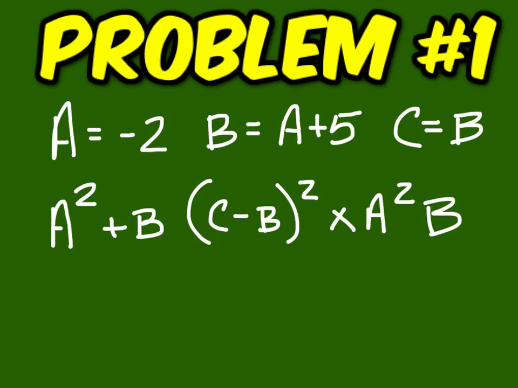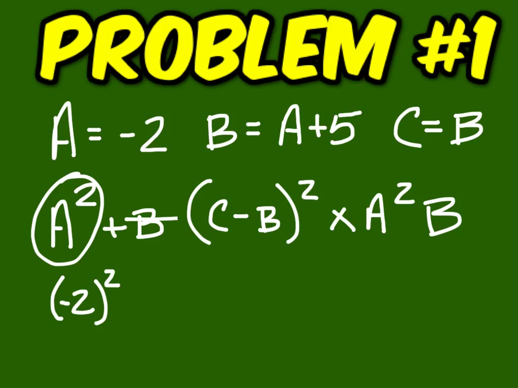For this problem, anytime you put a negative number into a variable that's squared, you treat it like this, which makes it a positive result. All of this cancels out to 0, so your answer is 4.